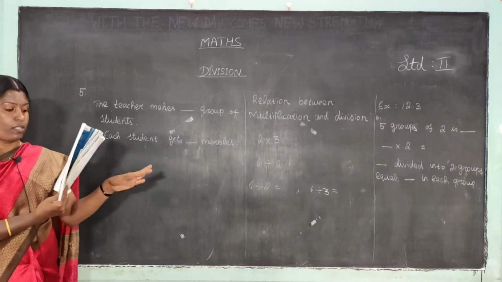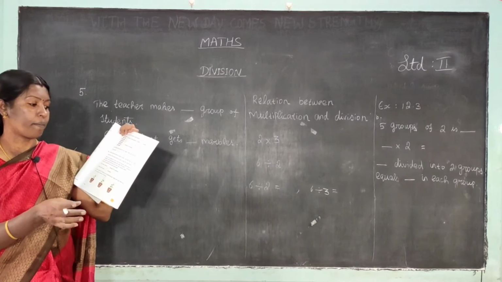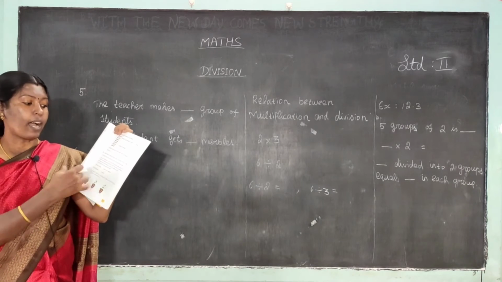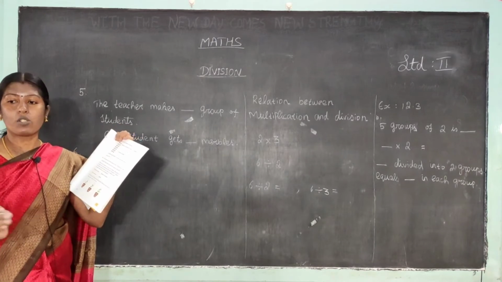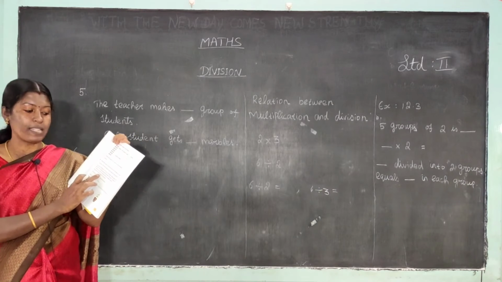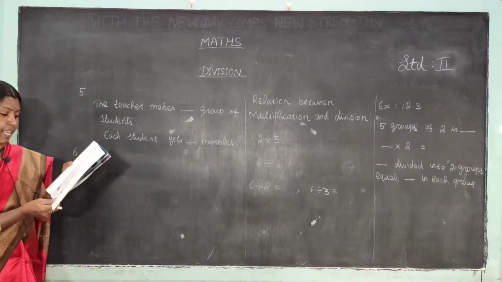Our classroom has 36 students. I am sharing them into groups of 6 students, and I give 12 marbles to each group. Then find how many marbles each student gets. Let us imagine our classroom.